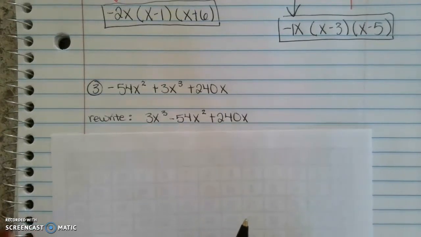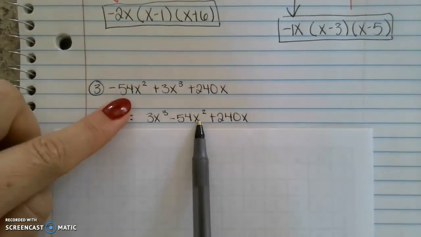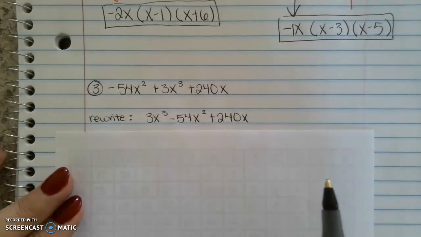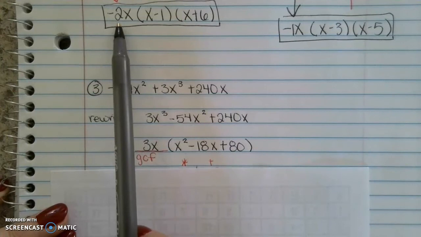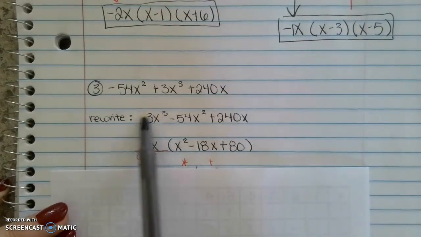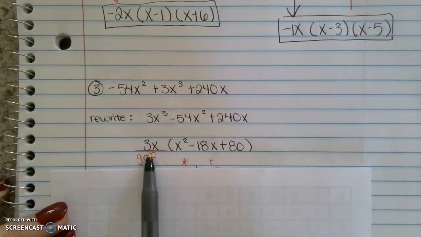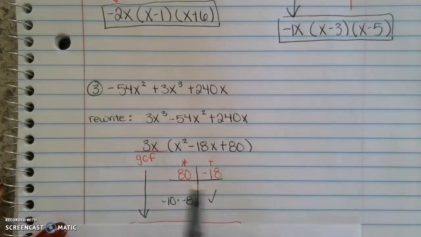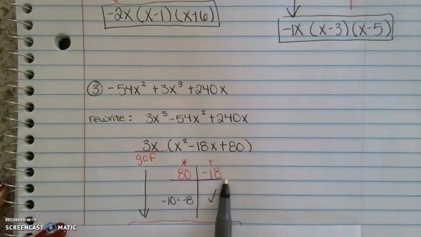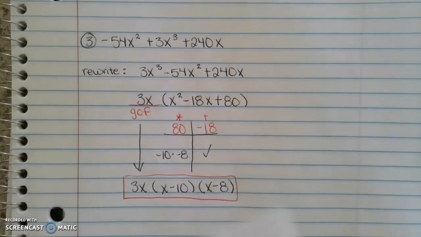All right, hopefully you have tried this one on your own. We want to go ahead and rewrite this in order. So 3x to the third minus 54x squared plus 240x. With a GCF here of 3x, you are not always going to get a negative GCF. We already had a positive a value, so we can leave it positive. So 3x is my GCF. When I divide that out, I get this. Set up your T-chart. So what multiplies to get me 80 that adds to get -18? x minus 10, x minus 8. Bring your GCF with it for your final answer here.